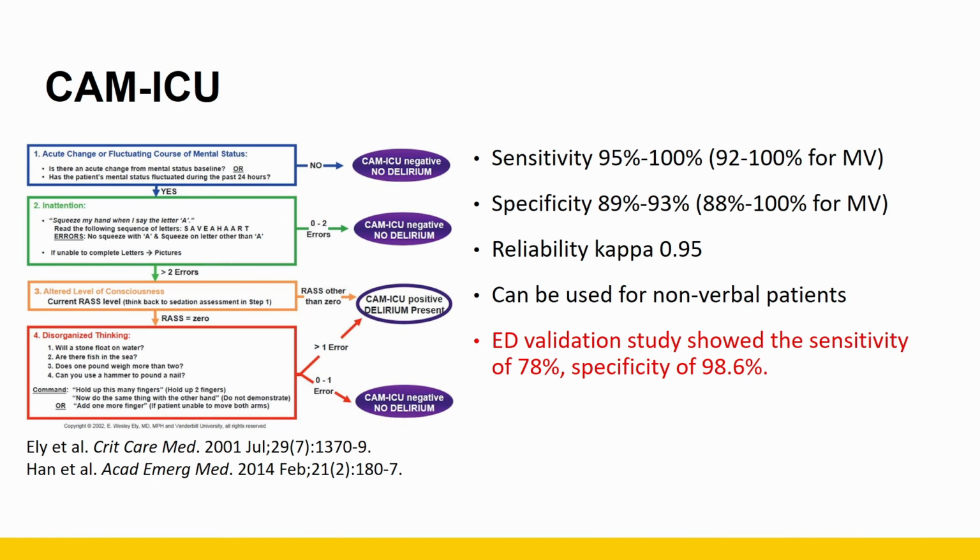Another instrument that is worth mentioning is the CAM ICU. This instrument was developed based on a CAM algorithm, but is designed to detect delirium in the intensive care unit setting. The CAM ICU can be used for a nonverbal patient, such as one who is intubated. It has high sensitivity, specificity, and inter-observer agreement. However, the validation study in the emergency department showed modest sensitivity.